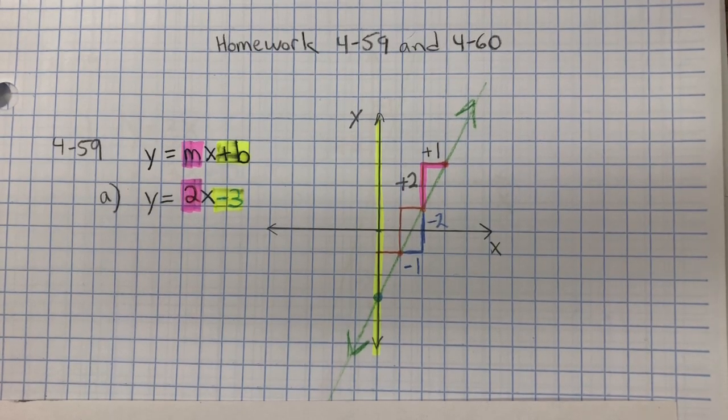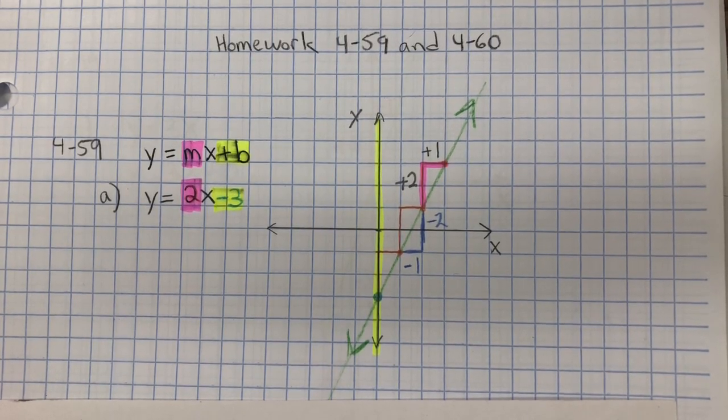This is the homework for 459 and 460. In problem 459, you use what you know about m and b to graph each rule without making a table.